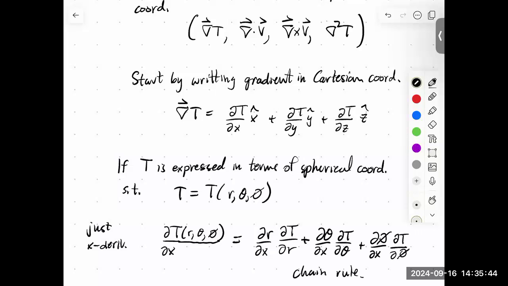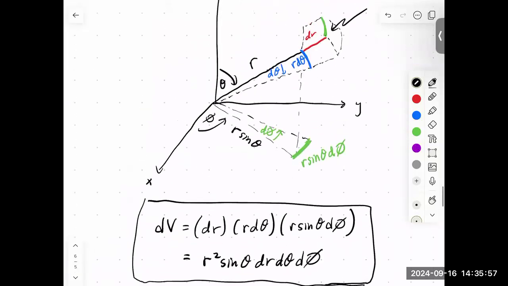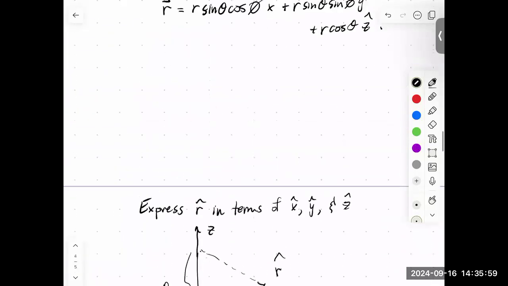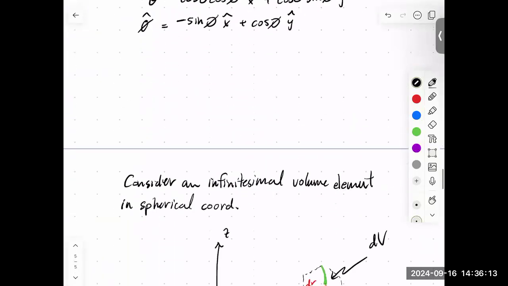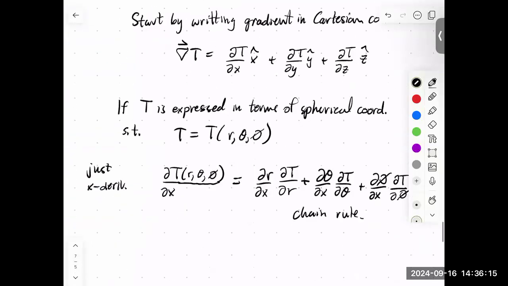Now that looks pretty nasty, and it is a little nasty because now we have to do the dr by dx, d theta by dx, and d phi by dx. And that's not so trivial because we have so far written down x, y, z in terms of r, theta, phi, but we need the inverse of that in order to make some progress. So let's see how that would work.